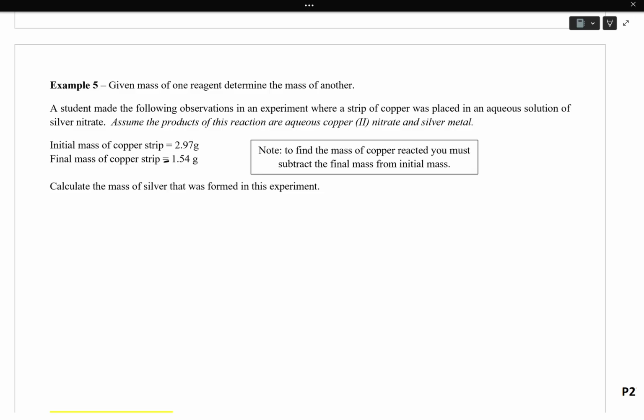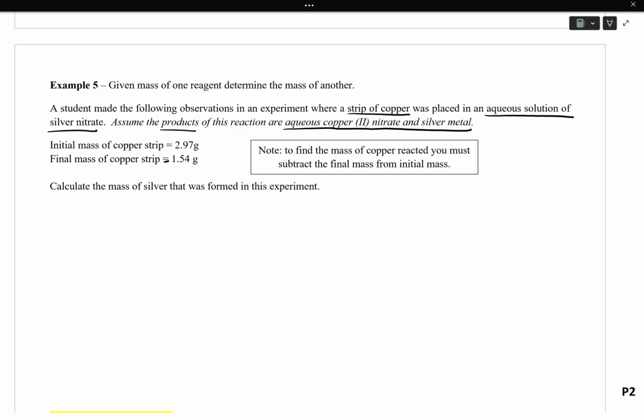So we're going to do example number 5. We are going to be given a mass of one reagent, and we are going to determine the mass of another reagent within the reaction. A student made the following observations in an experiment where a strip of solid copper was placed in an aqueous solution of silver nitrate, and we are going to assume that the products are aqueous copper 2 nitrate and silver metal.